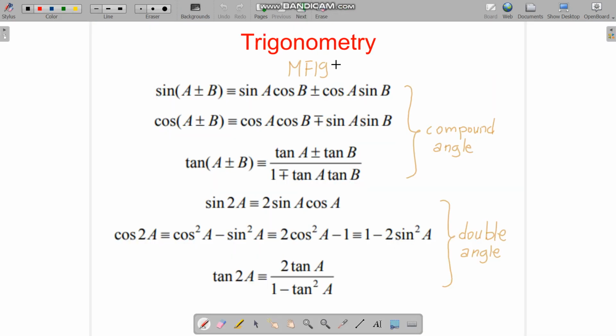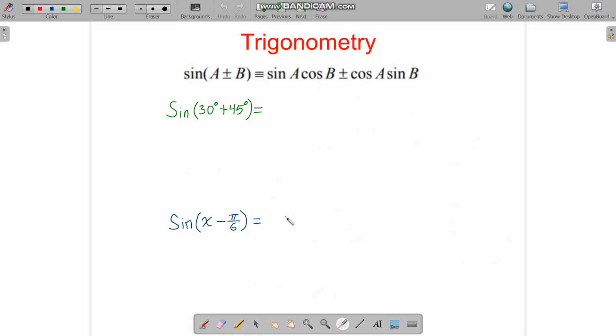In the MF19 we have these formulas. This is called the compound angle formula. This is the double angle formula. This is how to use it. So if we have plus inside the brackets, then we use plus. If we have minus, we use minus.